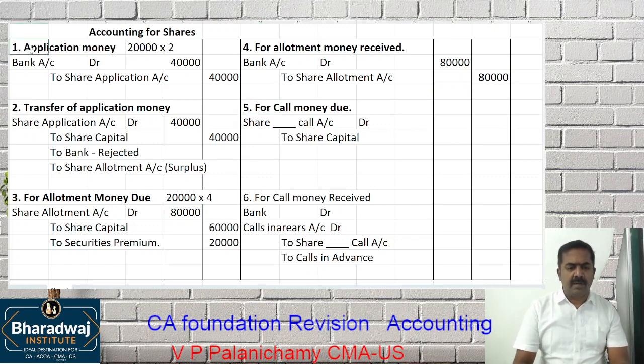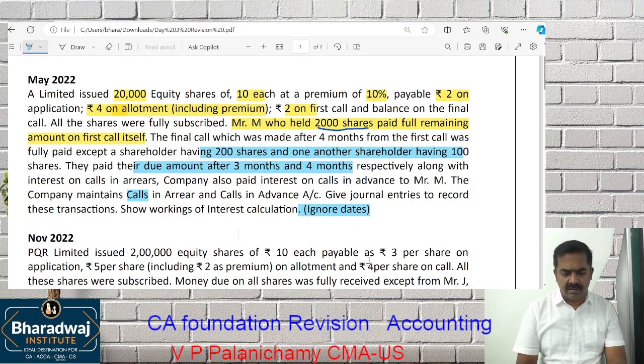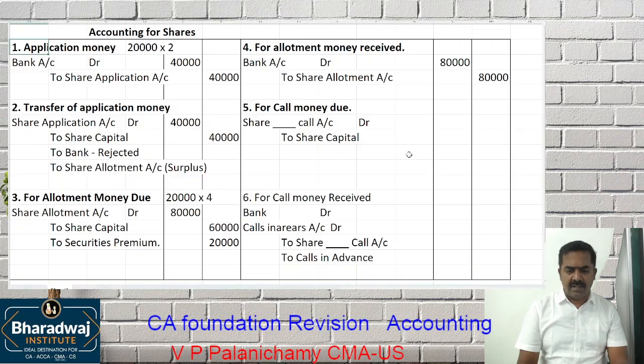No need to give the title, but you have to give the narration. Ignore narration only if it is stated to ignore. Otherwise, you have to pass the journal entry with the narration.